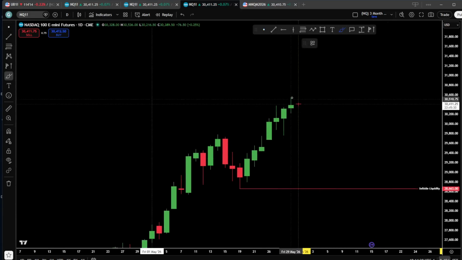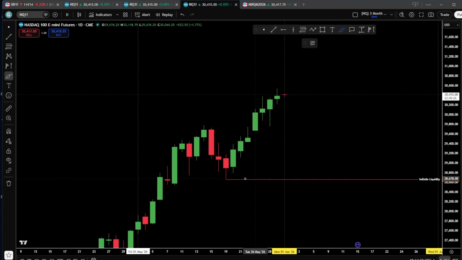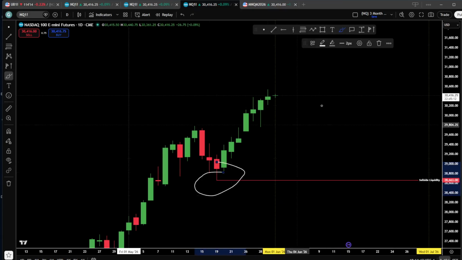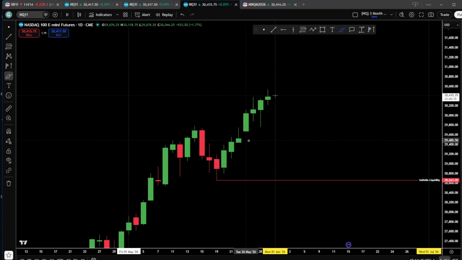So our bias remains bullish until invalidation. What would be the invalidation here? A break below this daily swing low. This is an intermediate term low on the daily.